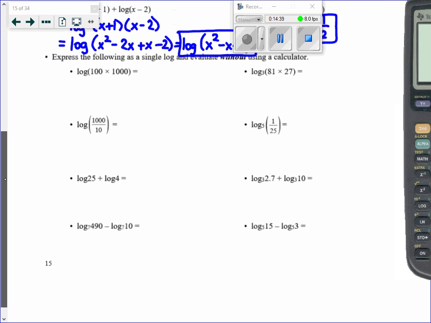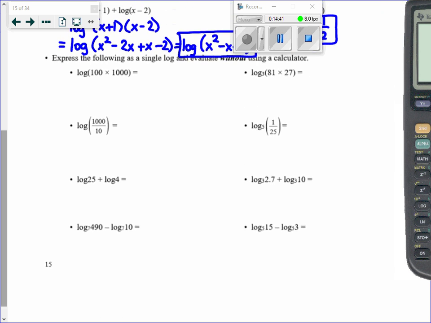All right, the next set of examples says express the following as a single log and evaluate without using a calculator. Okay, it does want me to evaluate. That means I need to have an answer in the end. This equals 10, for instance, or whatever it is. Okay? So express as a single log.